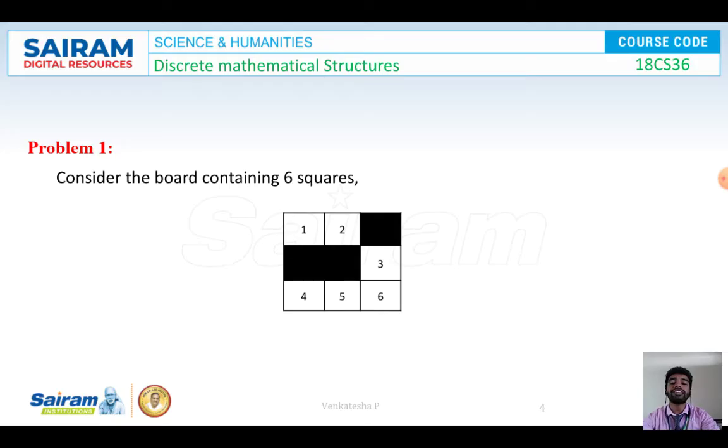Similarly, I will be finding 3 non-capturing rooks. I can make 1, 3, 5 and 2, 3, 4. That's all. So the 3 non-capturing rooks are 2 in number.